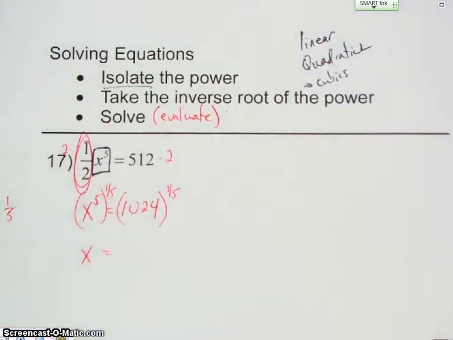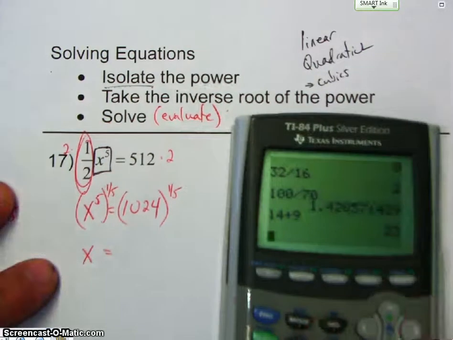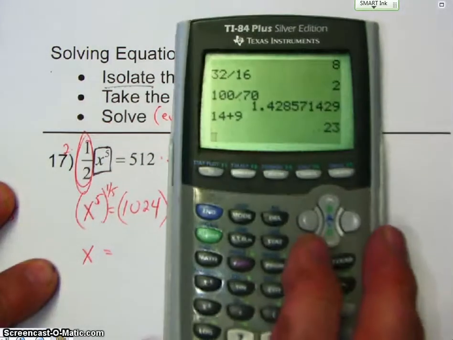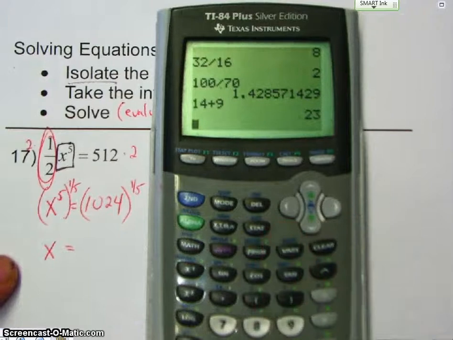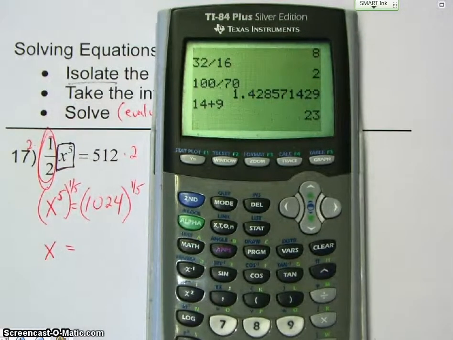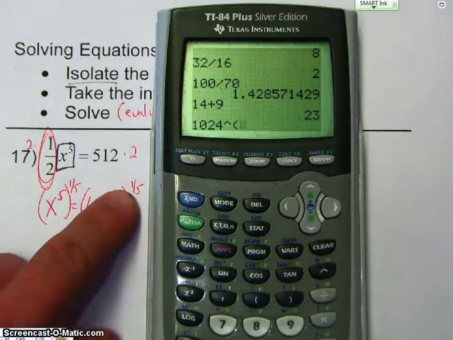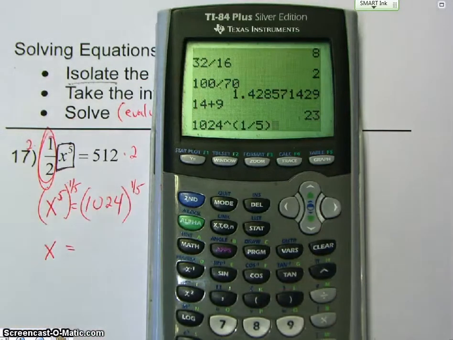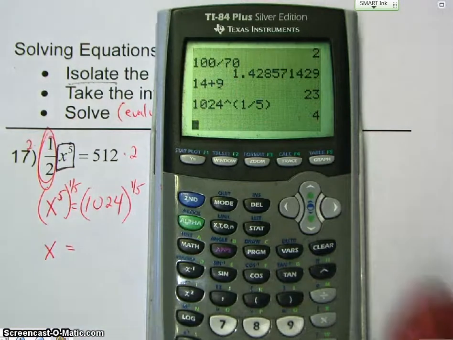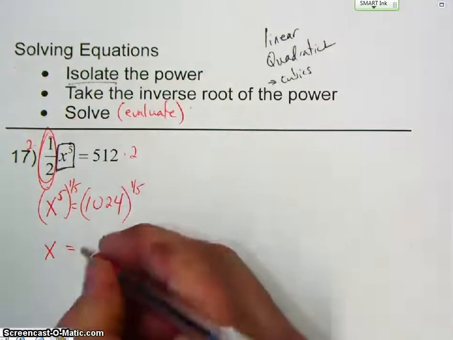If the number is large, I'm going to show you how to use the calculator. I'm going to do 1024, caret key, in parentheses because it's a fraction, 1 divided by 5, close parentheses. Hit enter, and your answer is 4.